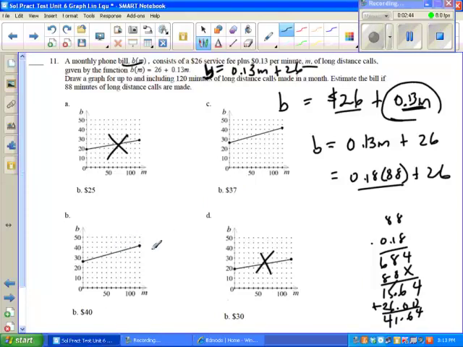See, there's our 40. It's a little bit more. But look at our answers here. Estimate that bill. This is only 7. That's 40. We know it's about 41, so that's our answer.